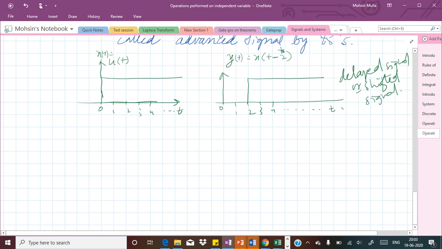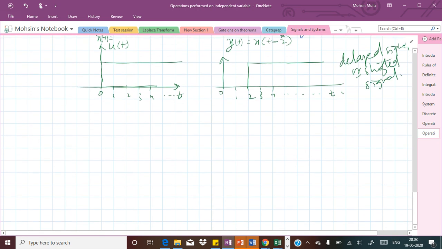Okay, similarly, if the same signal u of t is to be advanced, we don't want it to have the magnitude starting from 0. We expect it had started earlier and now it has to have a constant value. So in that case we need to advance the signal. So here y of t can be written as x of t plus 2.